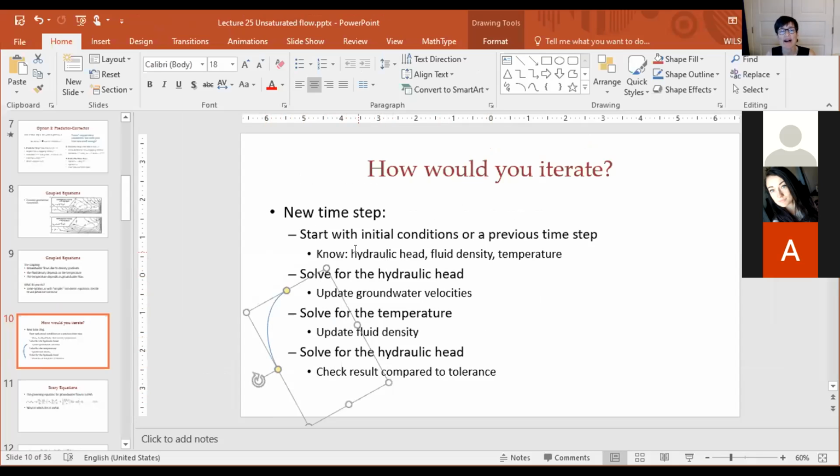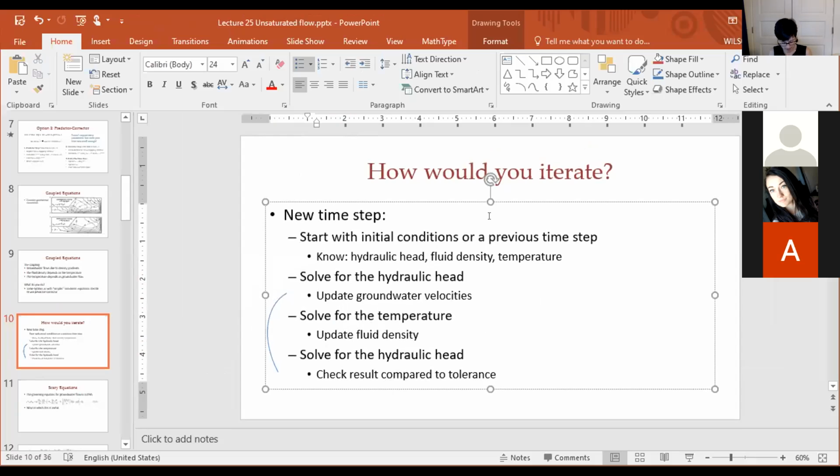I should add that we know the hydraulic head, and we should put groundwater velocities. We can calculate these easily from the hydraulic head. Okay, you all reasonably happy with that? Okay, cool.